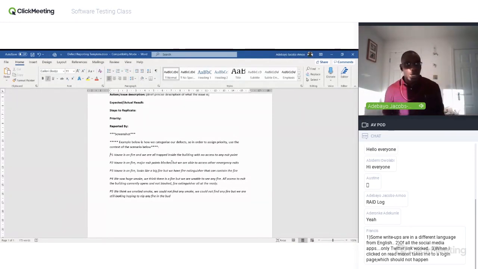Okay, that's another one. P4: we saw huge smoke. We think there's a fire, but we're unable to see any fire. All access to exit the building is currently open and not blocked. Fire extinguishers are all at the ready, which means we think there's a problem, but there might not be a problem. So we're safe.